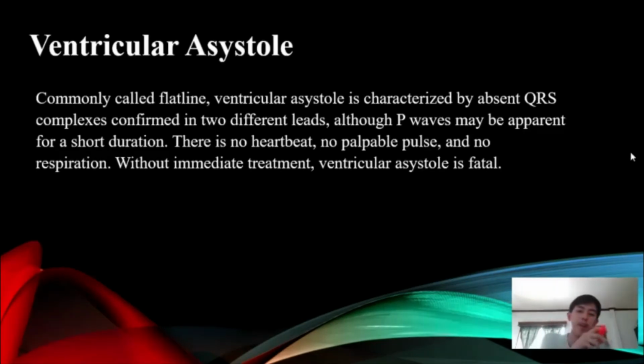The last type of ventricular dysrhythmia is the ventricular asystole, commonly called flatline. Ventricular asystole is characterized by the absence of QRS complexes confirmed in two different leads. Although P waves may be apparent for a short duration, there is no heartbeat, no palpable pulse, and no respiration. Without immediate treatment, ventricular asystole is fatal.